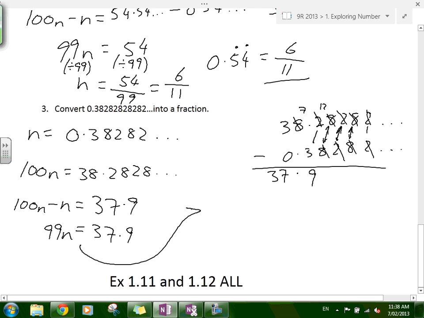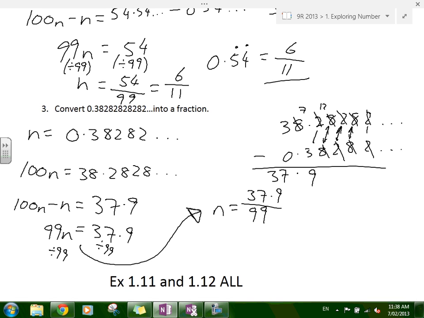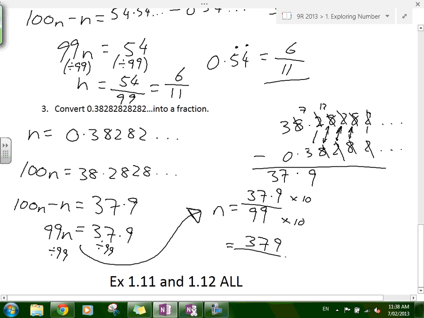Take this over to here. So then if I divide both sides by 99, we have n equals 37.9 over 99. What's the problem with this fraction? Can't have a decimal. Travis, how are we going to fix this? The easiest way to get rid of 1. Yeah, times top and bottom by 10, and you move the 1 decimal place across, and that'll be it. So if we times top and bottom by 10, this equals 379 over 990.